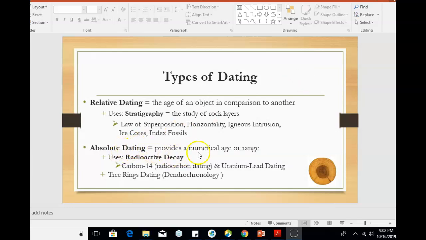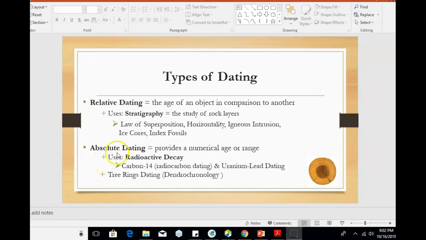Absolute dating gives you a number, a numerical age. This fossil is between 200 to 220 million years. This fossil is 800 million years. There's a number. Anytime a question is giving you a number, that's absolute dating. If it's comparing one thing to another, that will be relative dating.